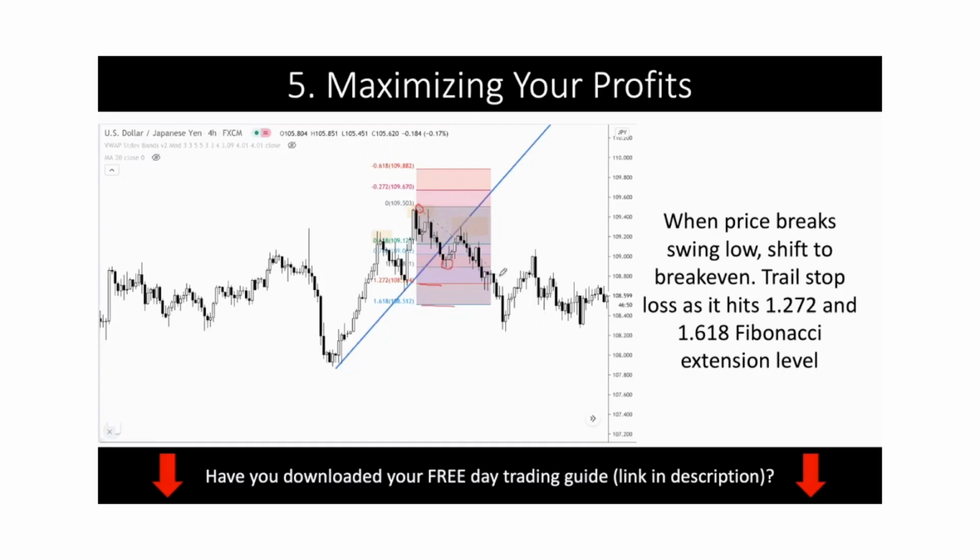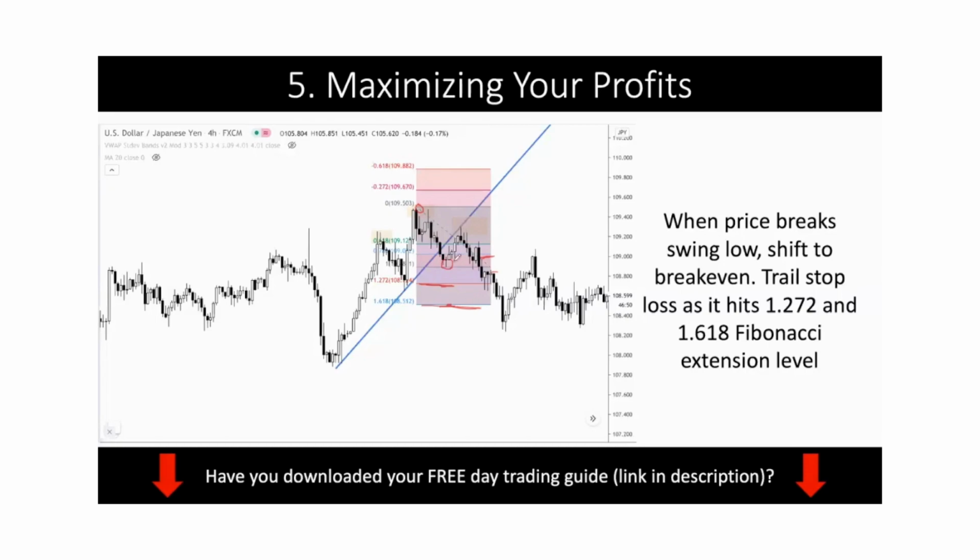But if you want to ride the trend, what you can do is shift your stop loss to break even first. And then when price hits the 1.272 level, you can shift your stop loss to be above the recent swing low. And when price hits the 1.618 level, then you want to shift your stop loss above the 1.272. So basically you are trying to trail your stop loss as price moves in your direction.